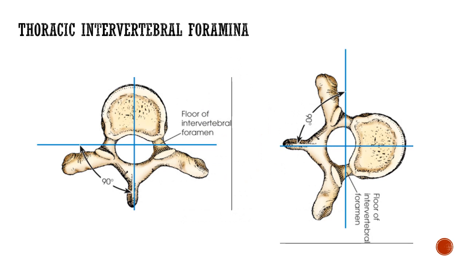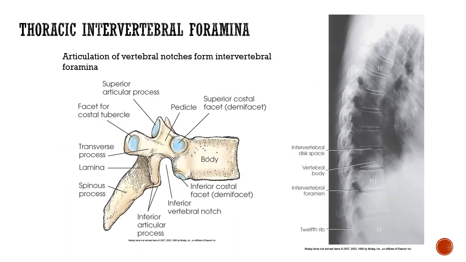The intervertebral foramina for the thoracic spine are going to open at a 90-degree angle from the mid-sagittal plane. So you have to turn your vertebra 90 degrees, into a lateral projection, to see the intervertebral foramina of the thoracic spine. So you can see the intervertebral foramina of the thoracic spine on a lateral projection, which means that the patient's body is turned 90 degrees.